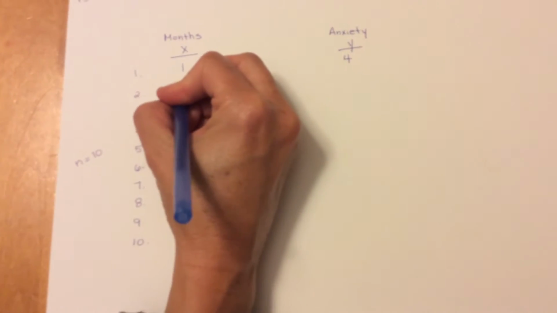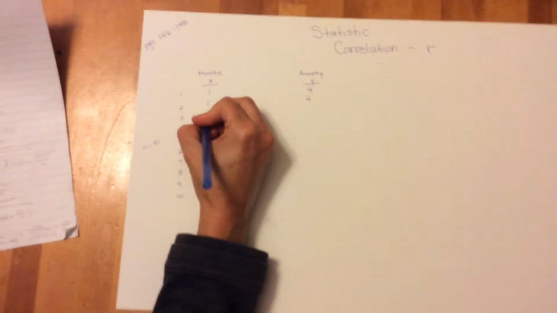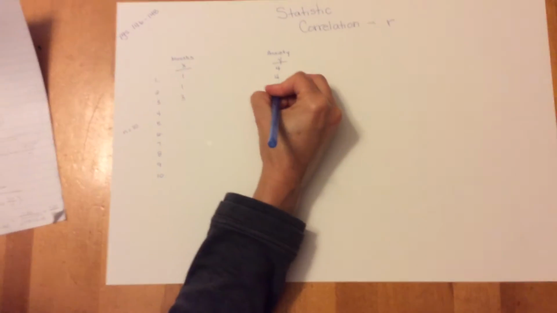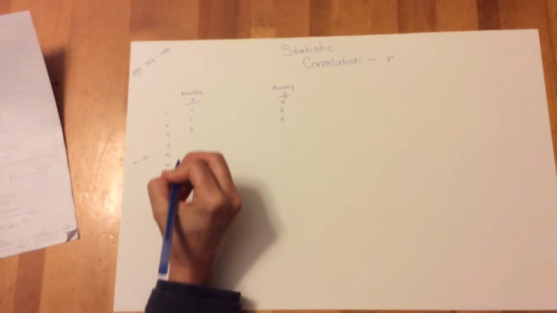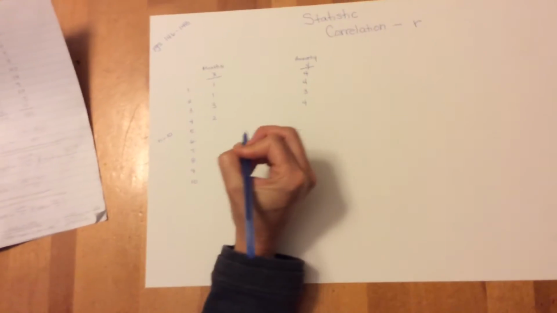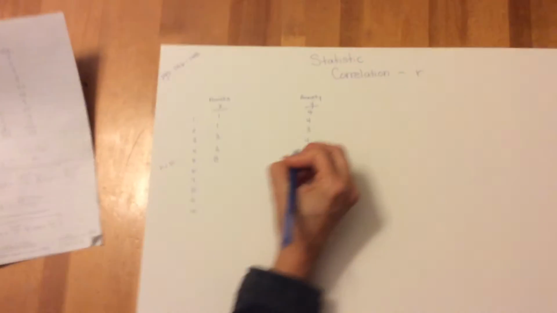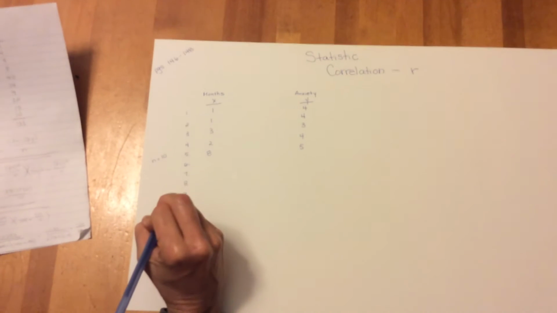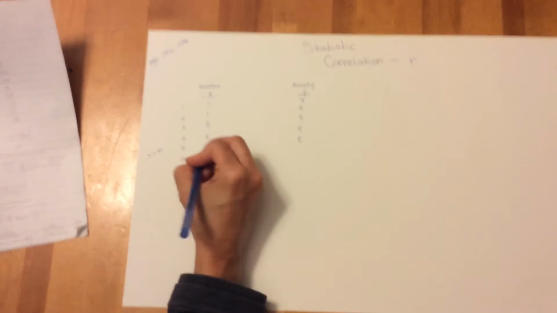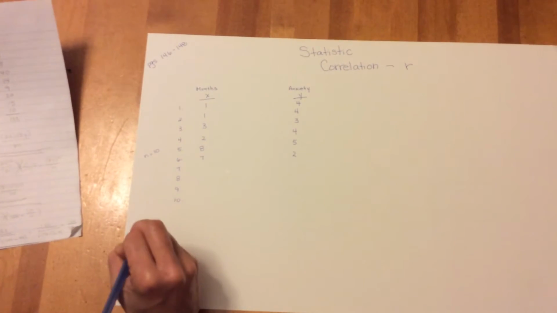Your second participant has also only been doing practicum for 1 month, and they also got a 4 on the anxiety scale. Your third participant has been doing it for 3 months. They got a 3 on the anxiety scale. Your fourth participant has been doing it for 2 months and got a 4. Your fifth participant has been in the practicum for 8 months and received a 5. Your sixth participant has been there for 7 months, and they received a 2 on the anxiety scale.